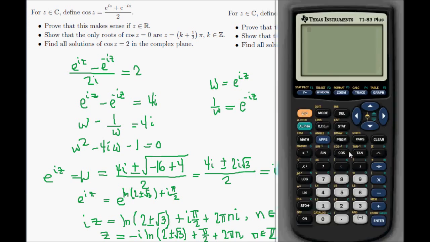Now, to show that this actually does work, let me use the calculator to justify this. So let's put in negative i times the natural logarithm of 2 plus the square root of 3, plus pi over 2. And let's store that into the variable z. So that's whatever that complex number is.